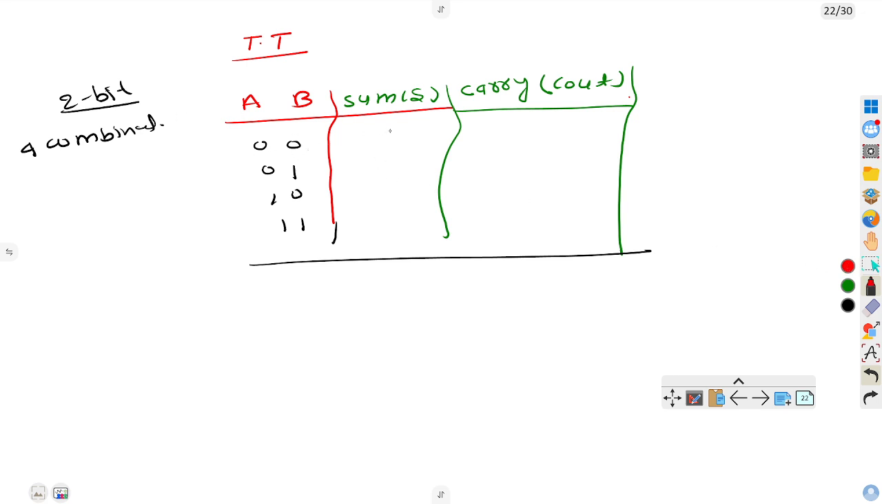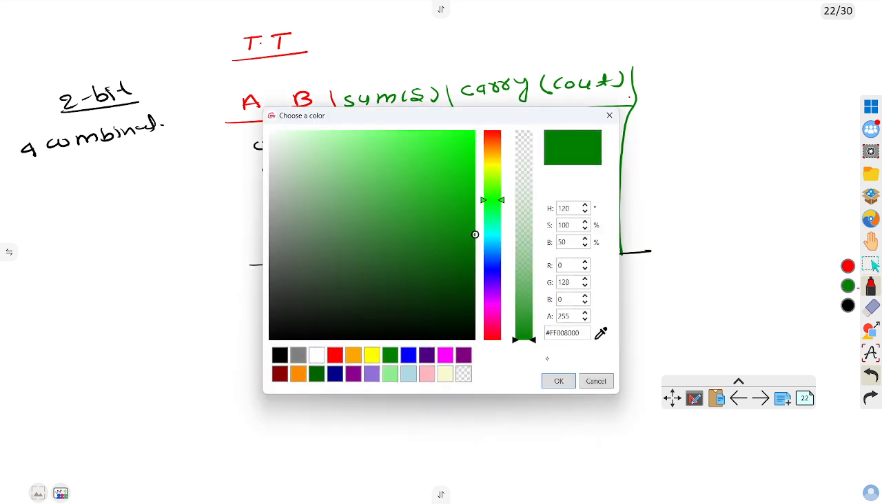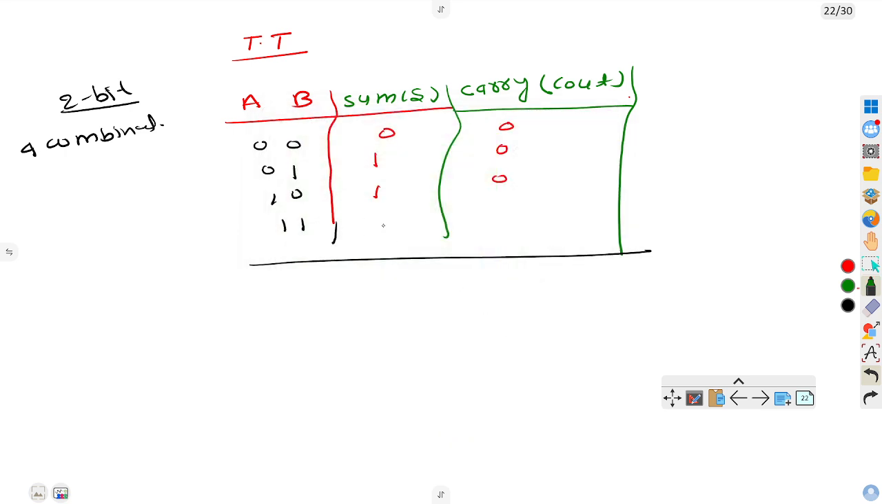Okay, so 0 plus 0, sum is 0, carry is 0. 0 plus 1, sum is 1, carry is 0. 1 plus 0, sum is 1, carry is 0. 1 plus 1, I am writing in another color. Okay. 1 plus 1, sum is 0, carry 1.